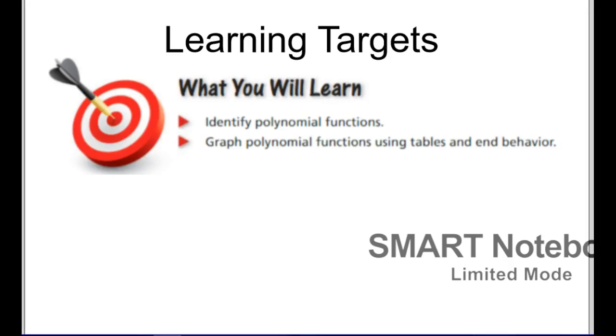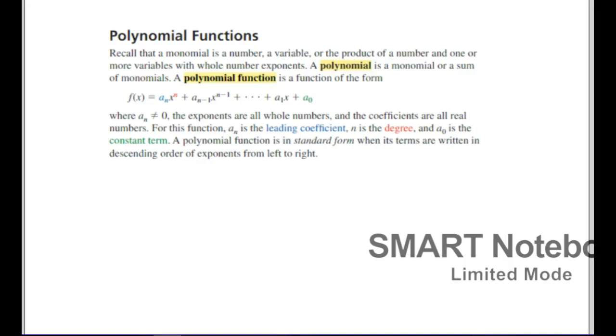So here are our learning targets for today. First, we're going to identify polynomial functions. Then we're going to graph them using tables and end behavior, and we'll talk a lot about what end behavior means. So first, a polynomial function looks something like this, right? And like I said, we've been dealing with some polynomial functions before. We've looked at linear functions, we've looked at quadratics.